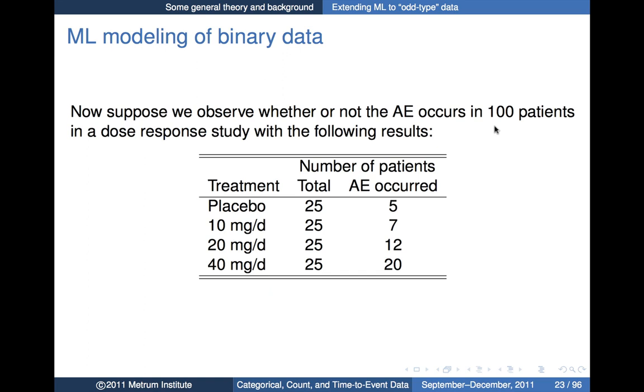So you can see we've got placebo plus three different doses here, 10, 20, and 40 milligrams per day. Let's suppose we've got an equal number of patients per group, 25 per group, and here you've got the number of patients in whom adverse events have occurred. So you can see it's going up with dose, from 5 for placebo up to 20 for the highest dose.